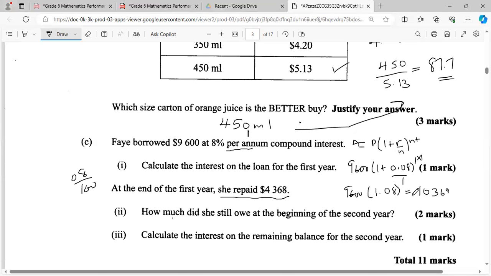So that means the interest would be the difference. This is the amount, right? So the interest the person will pay would be 10,368 minus 9,600. I'm just going to punch it in my calculator. I don't want no stress. Alright, so let me do that. 10,368 minus 9,600. So the interest will be 768.